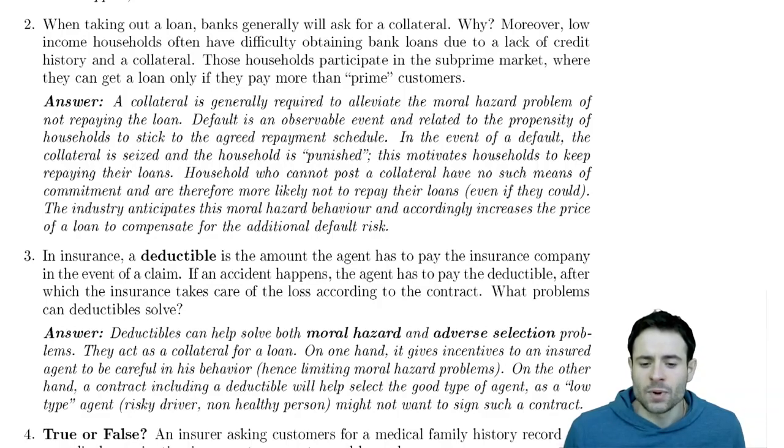Let's go over the insurance market now. In insurance, a deductible is the amount the agent has to pay the insurance company in the event of a claim. If an accident happens, the agent has to pay the deductible, after which the insurance takes care of the loss according to the contract. What problems can a deductible solve?